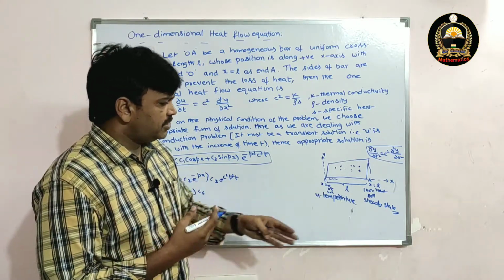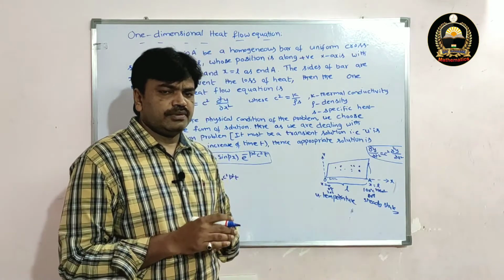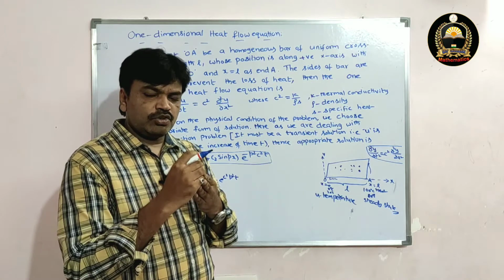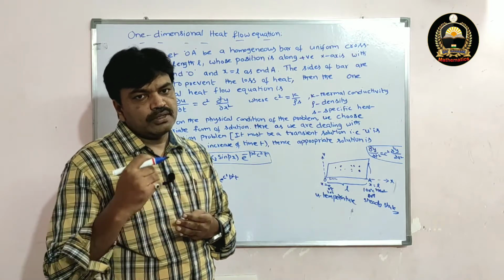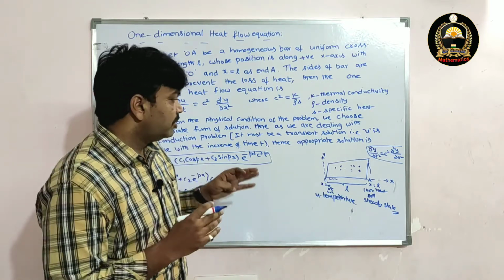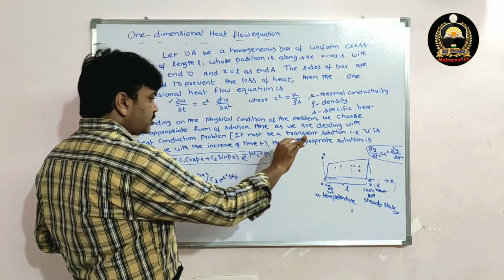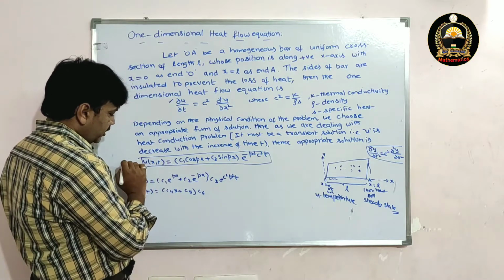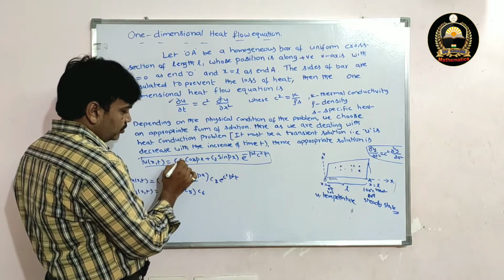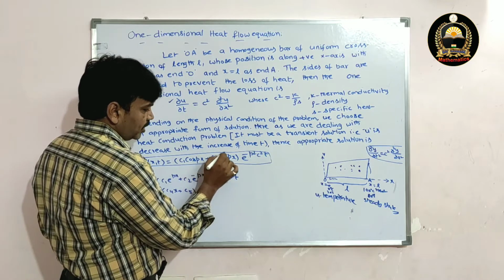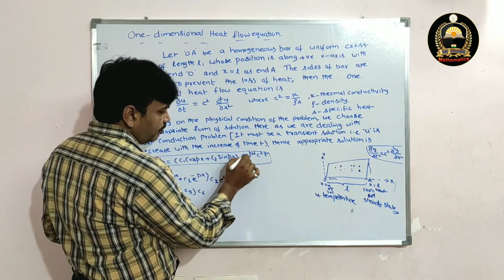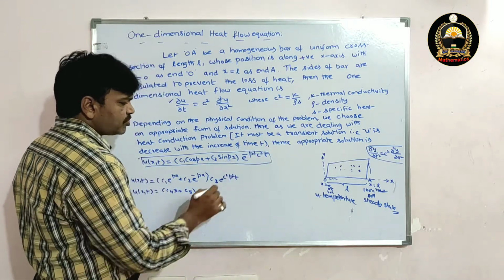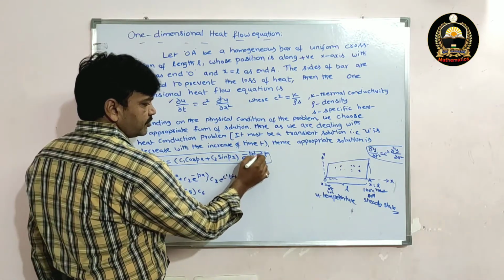Students, after reaching the steady state, if I stop, what happens? The temperature gradually decreases with respect to time. So hence the appropriate solution is u of x comma t equals c1 cos px plus c2 sin px, into e power minus p square c square t, students.